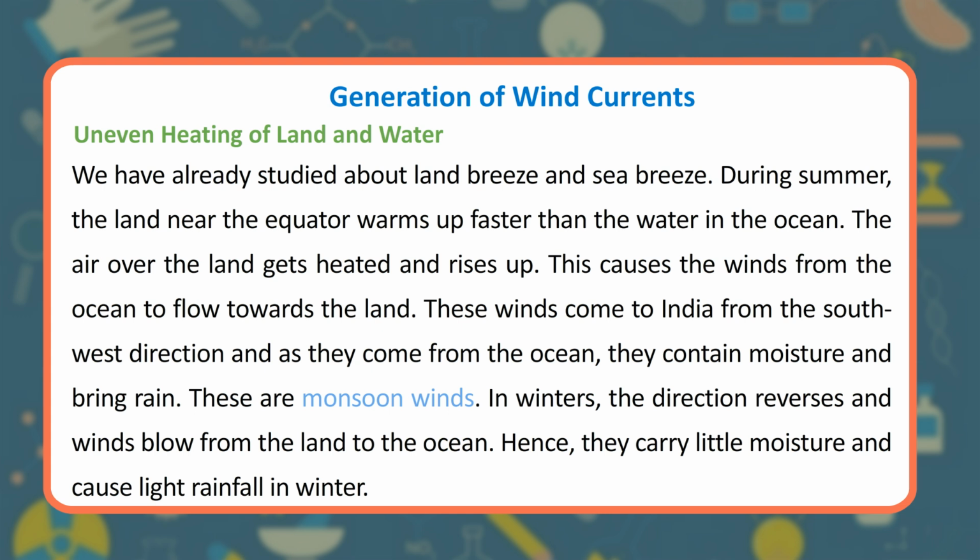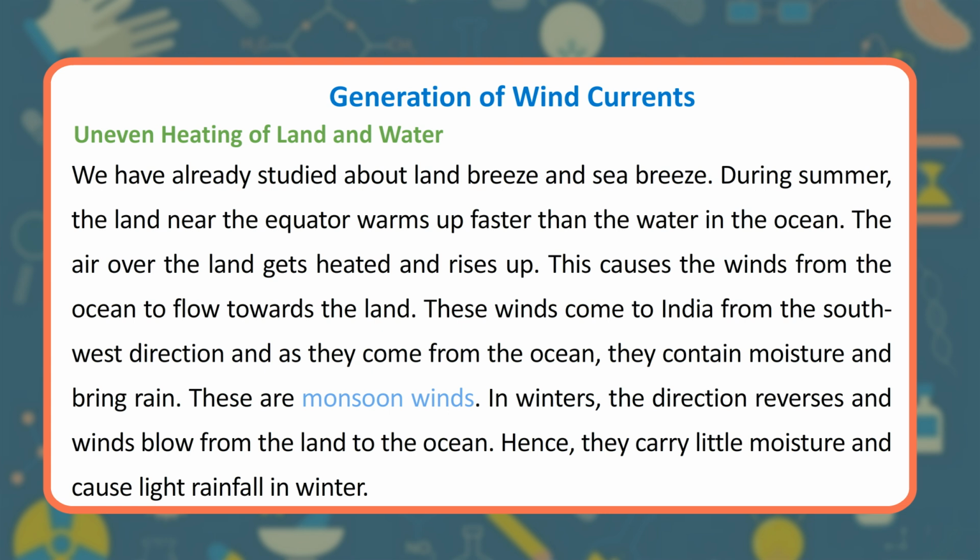Uneven heating of land and water. We have already studied about land breeze and sea breeze. During summer, the land near the equator warms up faster than the water in the ocean. The air over the land gets heated and rises up. This causes the winds from the ocean to flow towards the land.